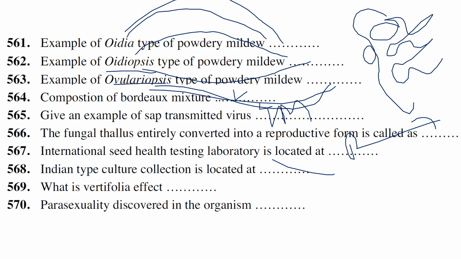The concept was given by Van der Plank. Loss of horizontal resistance while breeding for vertical resistance. Here, which resistance is being lost? Horizontal resistance. For what? Vertical resistance. Okay, the concept is known as the vertifolia effect, given by Van der Plank.